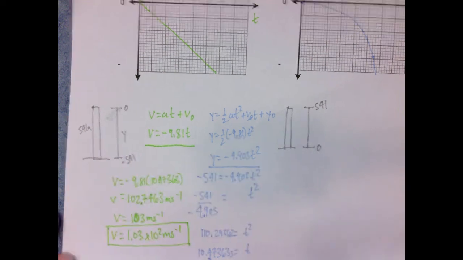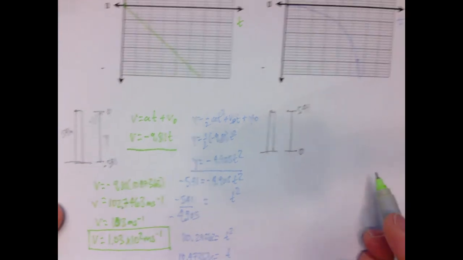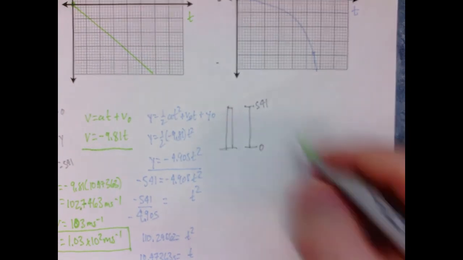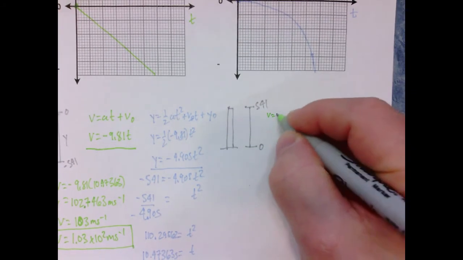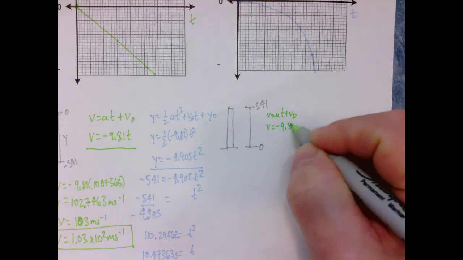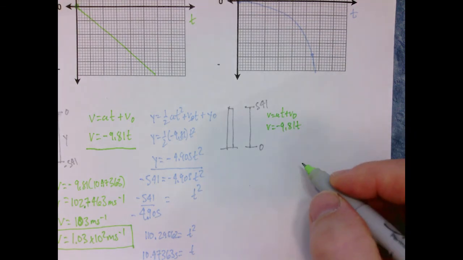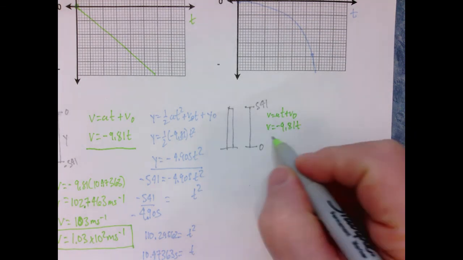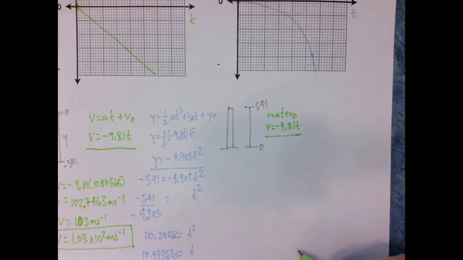When we consider the velocity equation, we have v equals at plus v0. Acceleration is negative 9.81, and the initial velocity is 0. So we have a model for the velocity that's exactly the same. The reference frame has no effect on the velocity.